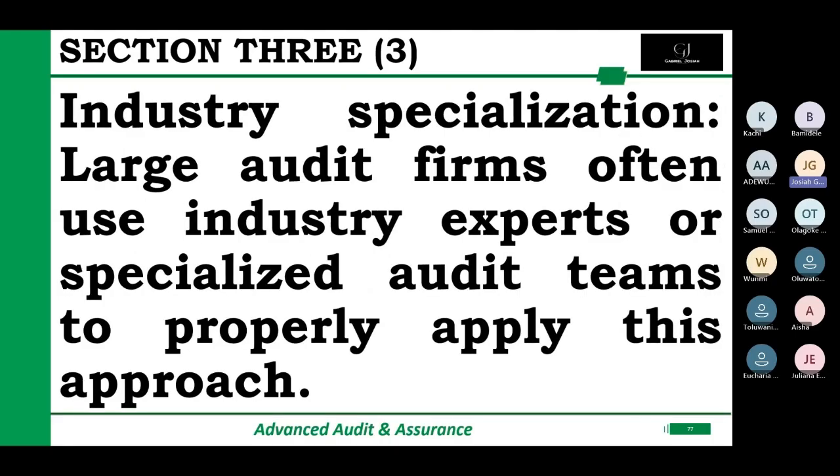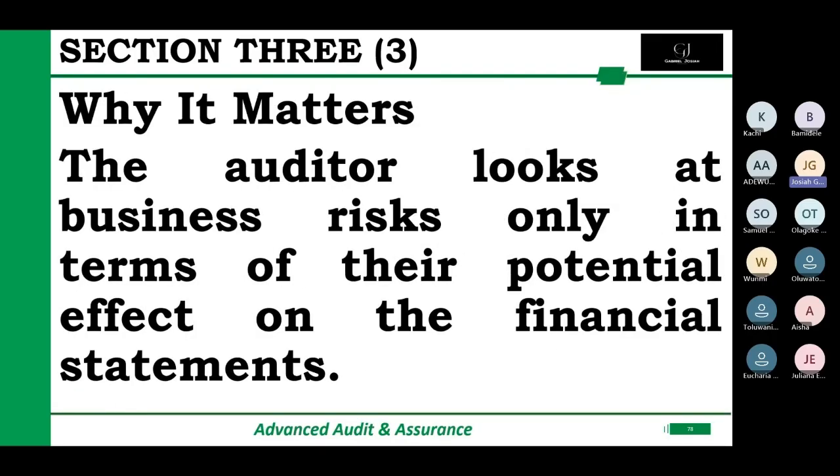We also need to look at industry specialization. Large audit firms, mostly the big four, often use industry experts or specialized audit teams to properly apply this business risk approach. And it matters because the auditor looks at the business risks only in terms of their potential effect on the financial statements. So the business risks, you have to align them from strategy, top, tactical, operational, to see how it has effects on the financial statement, either positive or negative.